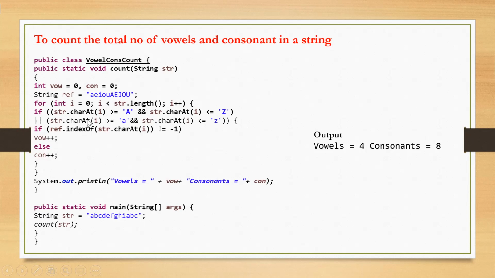Whatever character you are passing, it must satisfy two conditions. One, it should be between A to Z, and second, it should be in the reference, AEIOU. If it is like that, then vowel++, otherwise consonant++. So vowel++ counts the vowels, and consonant++ counts the consonants. Like A, B, C, D, whatever string I have passed here, it will check and count the vowels and the consonants.